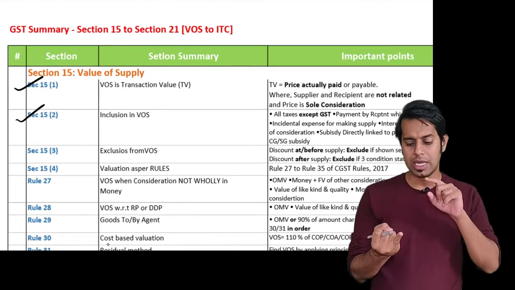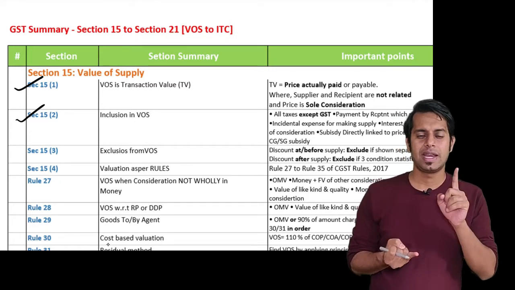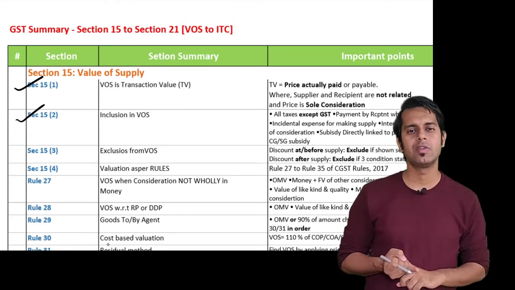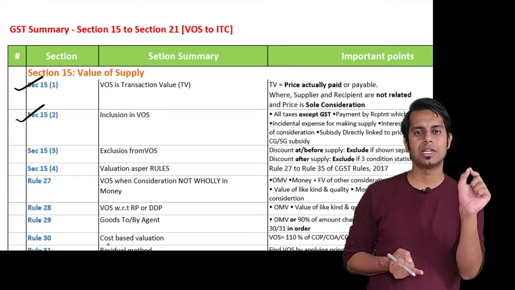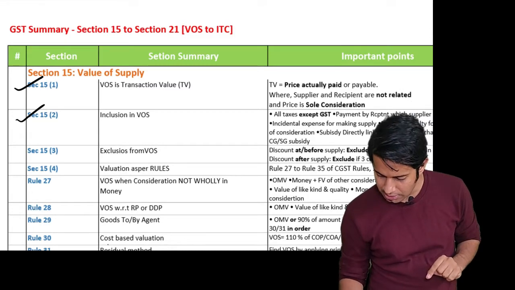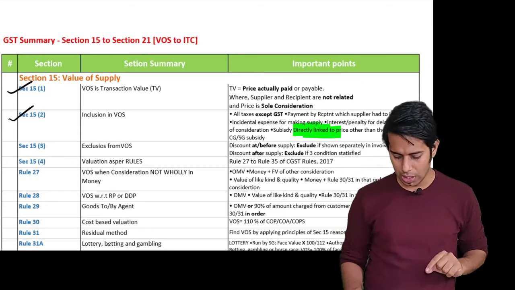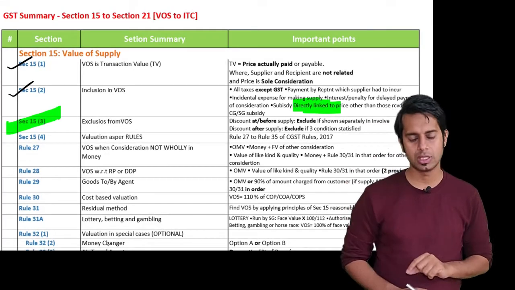Then the last part is any subsidy which is directly linked to the price. If you receive any subsidy which is directly linked to the price, that also should be added in value of supply, provided it is not received from central government or state government. Please note, the subsidy should be directly linked to the price which you are paying. Then section 15 subsection 3.